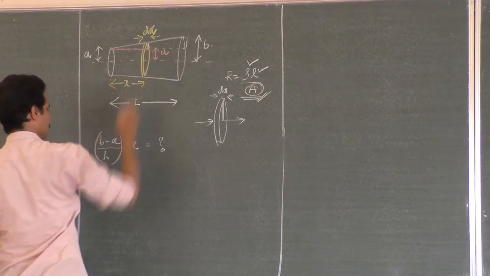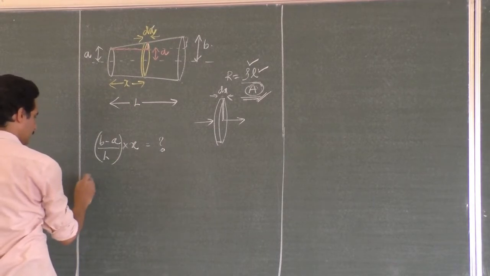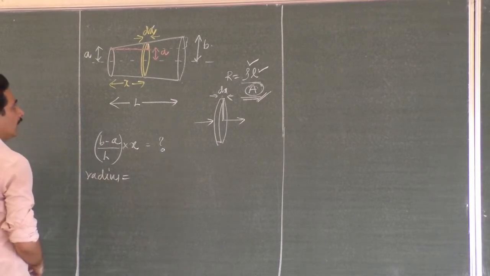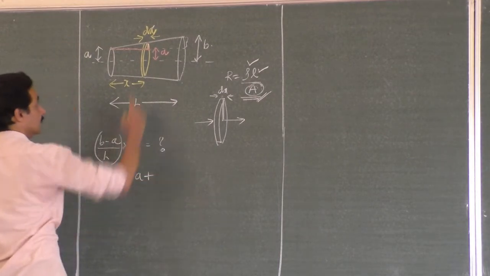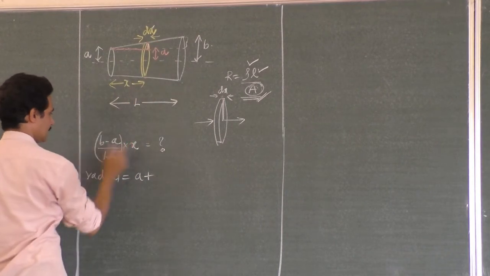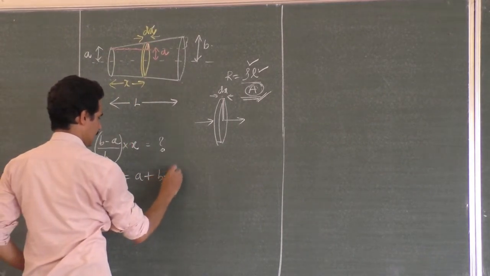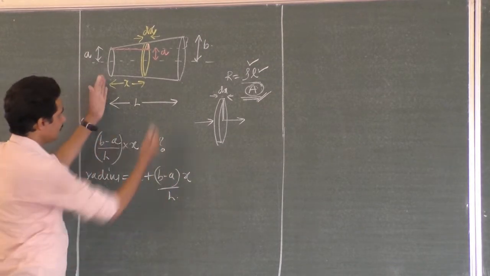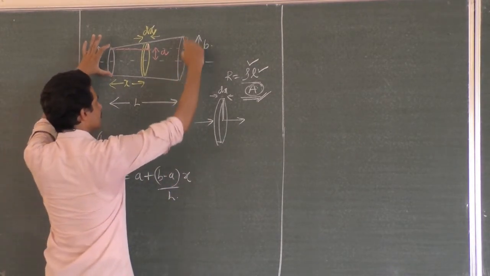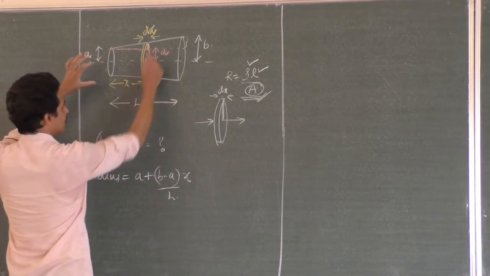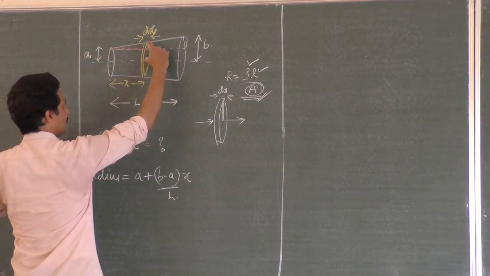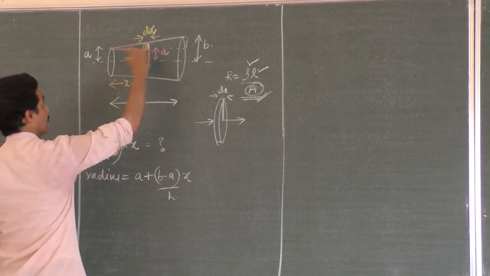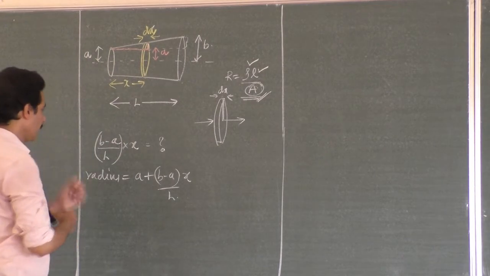So that is this extra increase. What is the radius of the small piece? The radius of that small piece I can write as a plus this increase, b minus a into x by L, correct? When you move through a distance L, the increase in the radius is b minus a. When you move through a distance x, the total radius is that increase plus the already existing radius a. So we have got the radius of this.